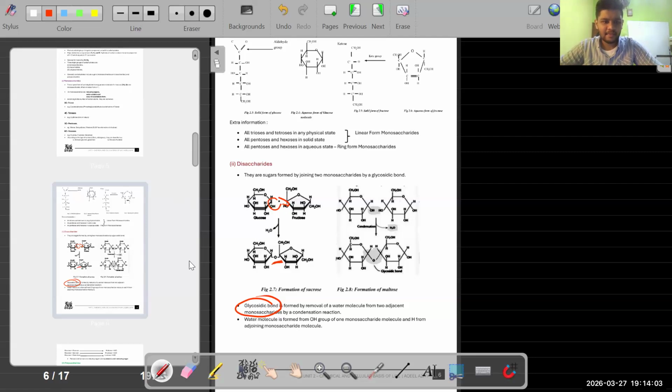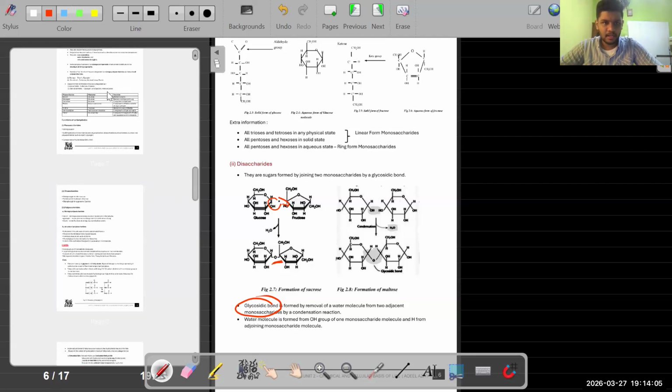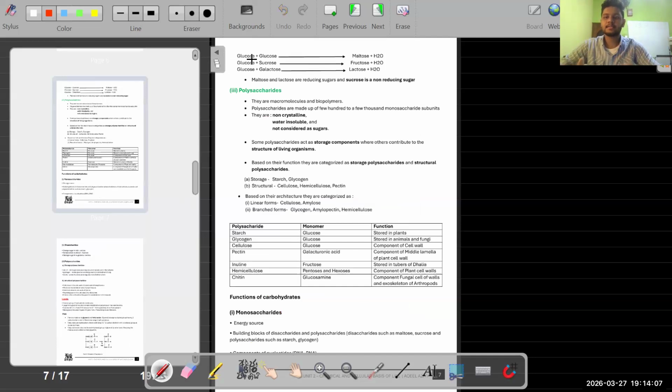Then we went on further to understand the reactions that take place. Glucose reacts with another glucose to form maltose, a disaccharide. And glucose reacts with fructose to form sucrose, also a disaccharide. So these are monosaccharides, these are disaccharides. And we understood a concept called reducing sugar. A sugar which can react with Benedict's solution and give a brick red precipitate is called a reducing sugar. These were the things we discussed in last week's session.